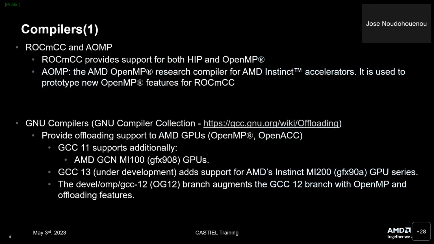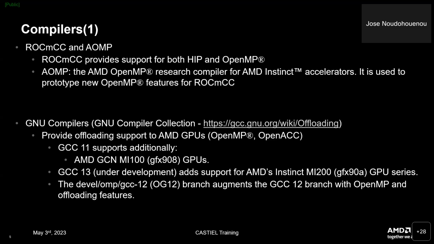As compilers, we have the ROCm compiler collection, that is ROCmCC, and AOMP. ROCmCC provides support for both HIP and OpenMP. The AOMP compiler is developed by the AMD OpenMP Research Group for AMD Instinct accelerators, and this compiler is used to prototype new OpenMP features for ROCmCC. What that means is that if you want to test a new feature that we are testing in-house, you can use AOMP to test that. And when the AOMP feature is mature and stable enough, you receive the commit in the next release of the ROCm compiler.